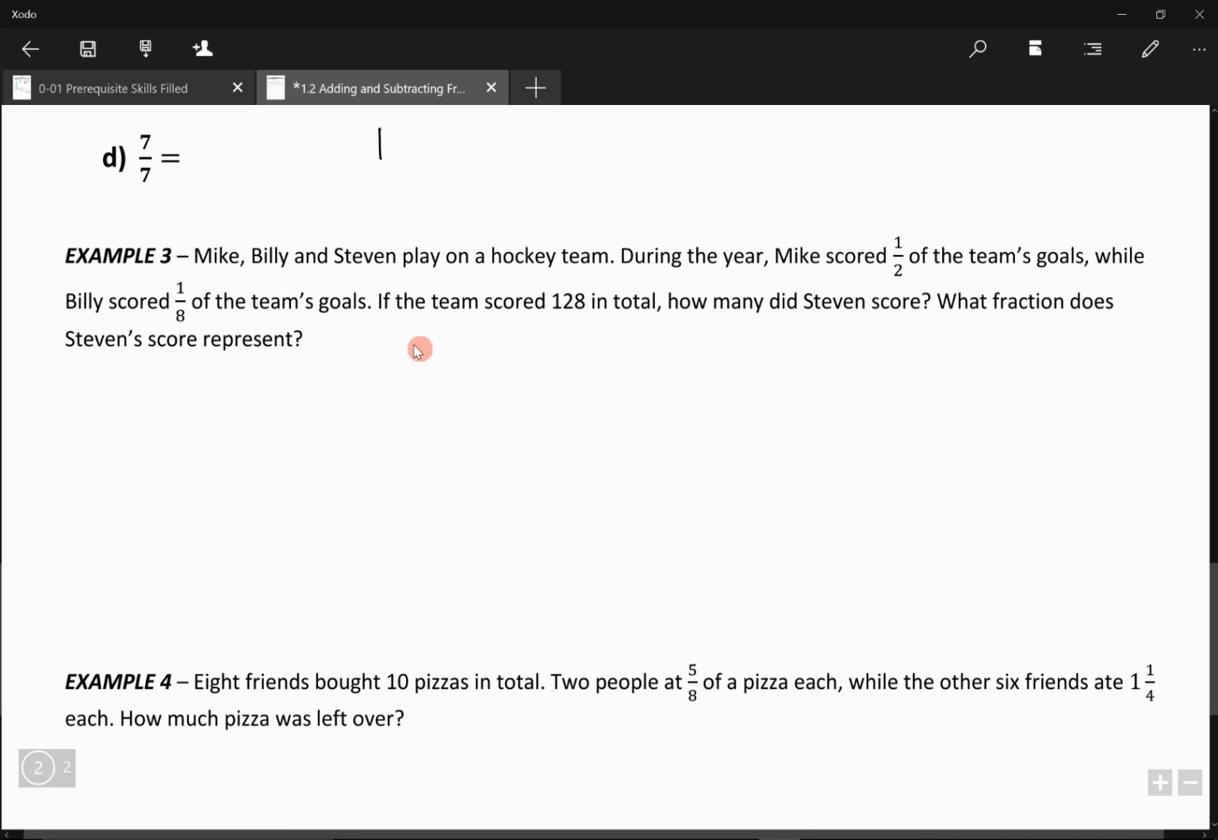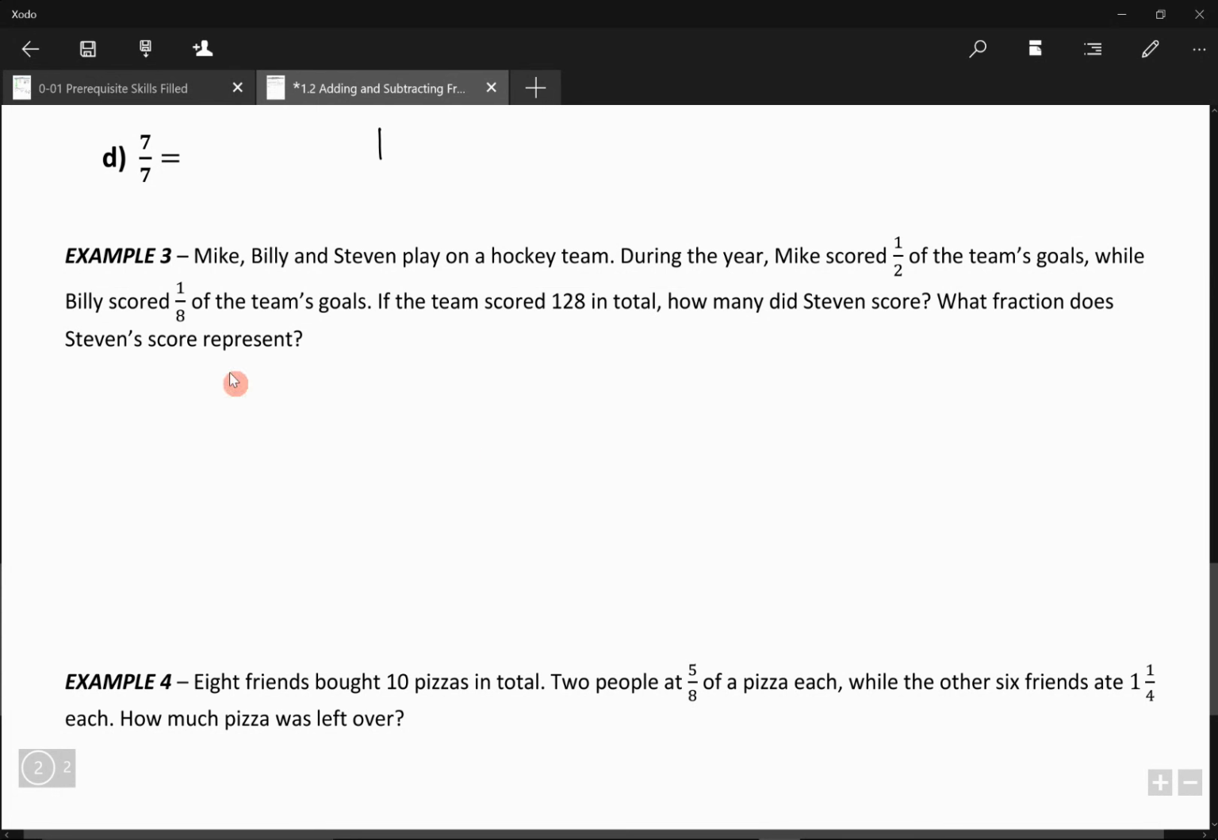Okay, so a couple of ways you can do this. So one, remember, it's all about fractions here. Okay, and we're interested in Steven's fraction, right? So we're told what Mike scored, half of them, and Billy scored 1/8 of them. So if I subtract Billy's fraction and Mike's fraction from the entire whole, I'll get Steven's fraction.